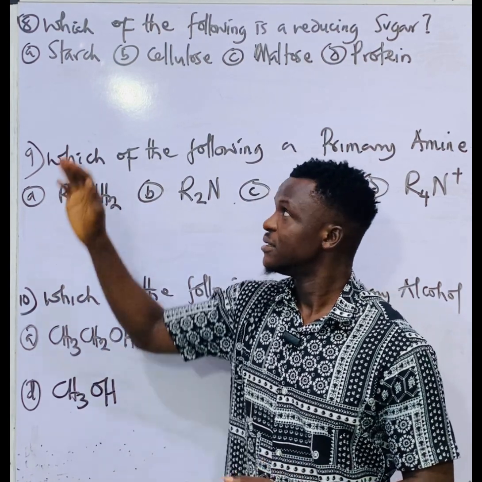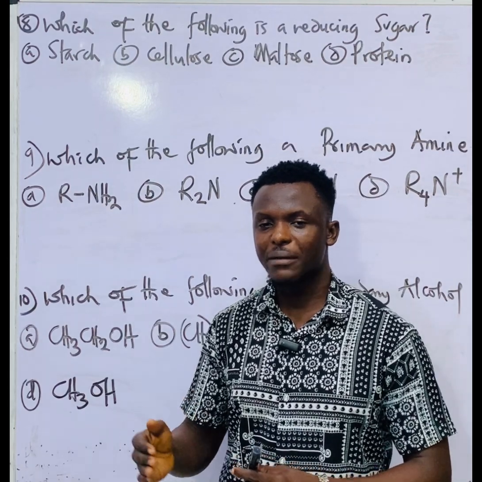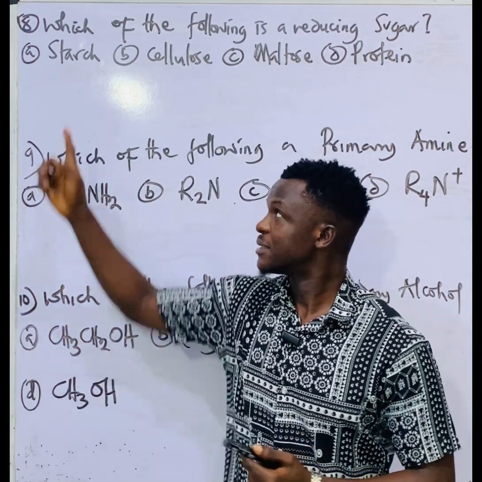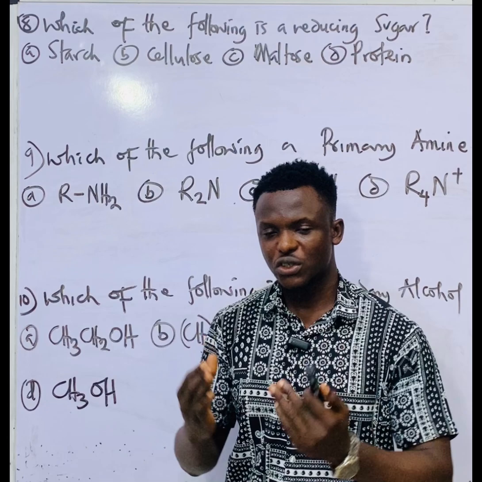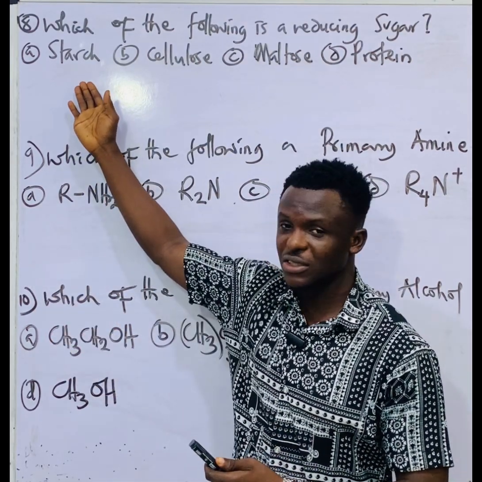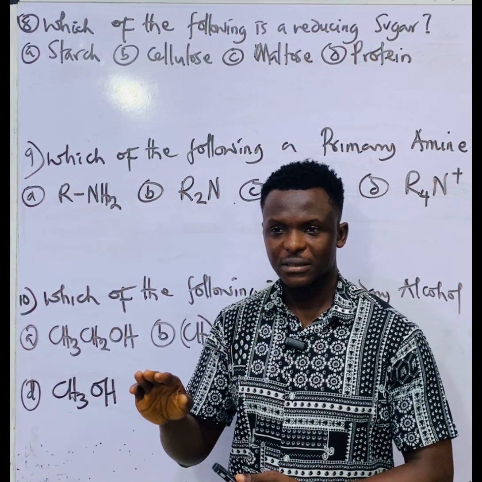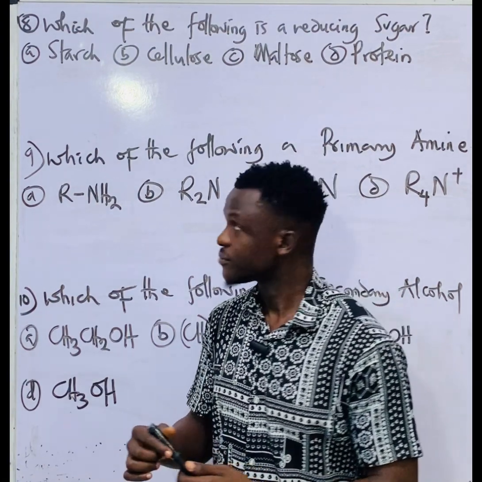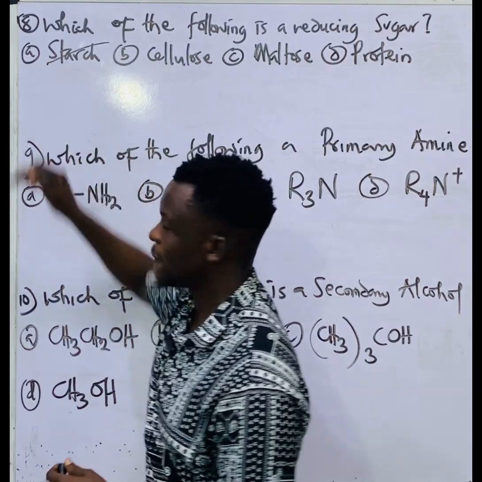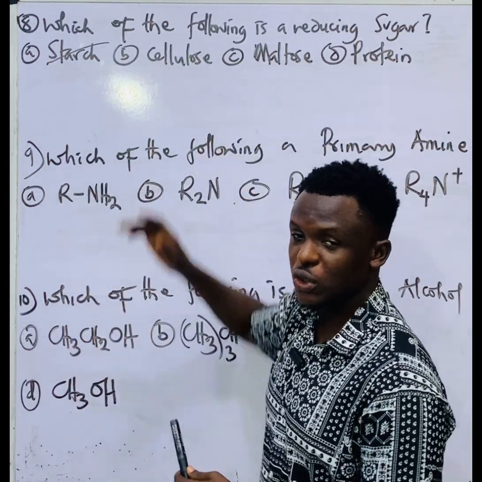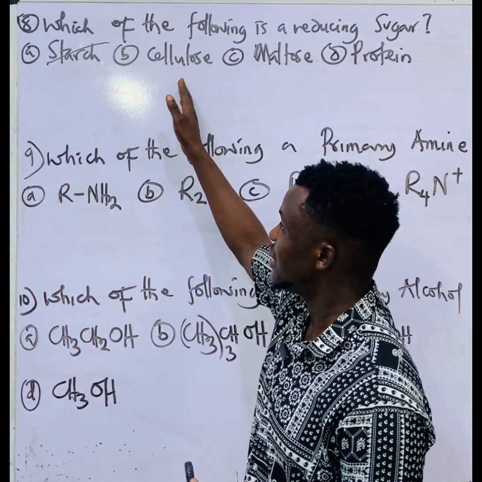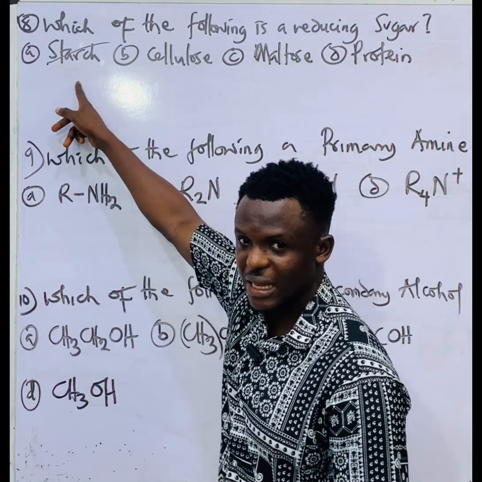So when they say monosaccharide, it means one sugar unit. Starch comprises of so many sugar units. So the answer is not starch because starch is a polysaccharide. All reducing sugars are monosaccharides. So this is not the answer. Cellulose is also not the answer because cellulose is actually a polysaccharide, just like starch.